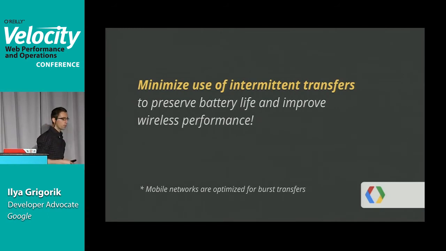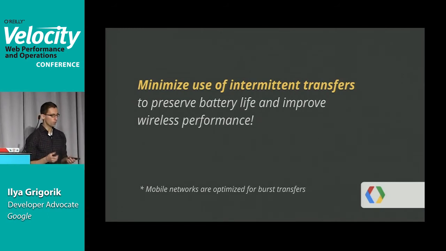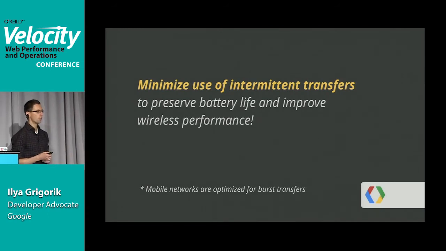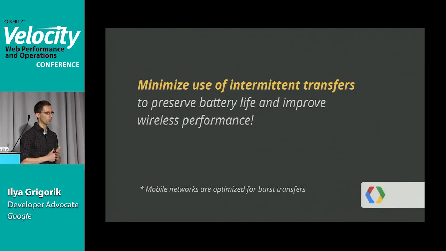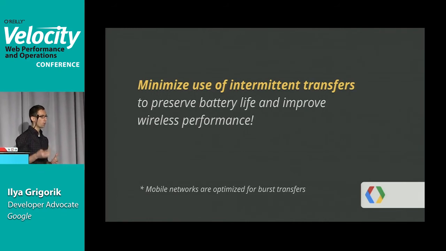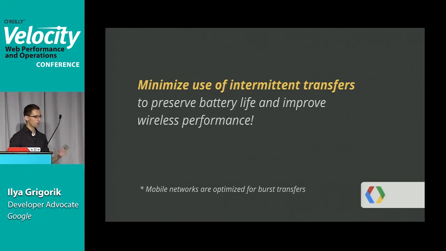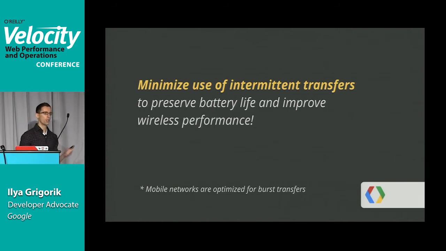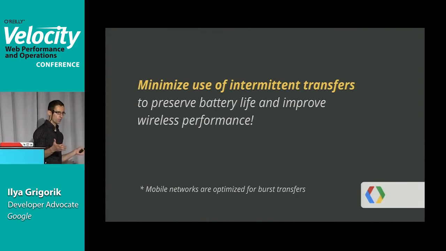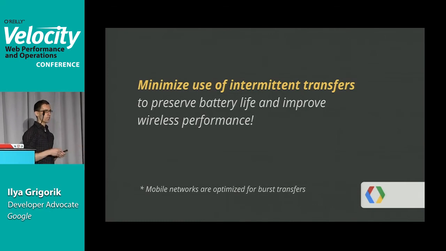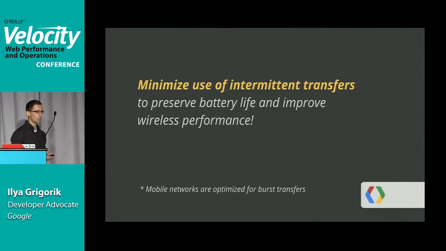So another tip in optimization that we should all be doing is, of course, minimizing the number of intermittent transfers on mobile devices. Which is to say, you don't want to be doing this kind of dumb polling in the background. And not only that, but you also want to batch your resource transfers, because mobile networks are optimized to transfer large amounts of data quickly, not to feed the data bit by bit to your device.